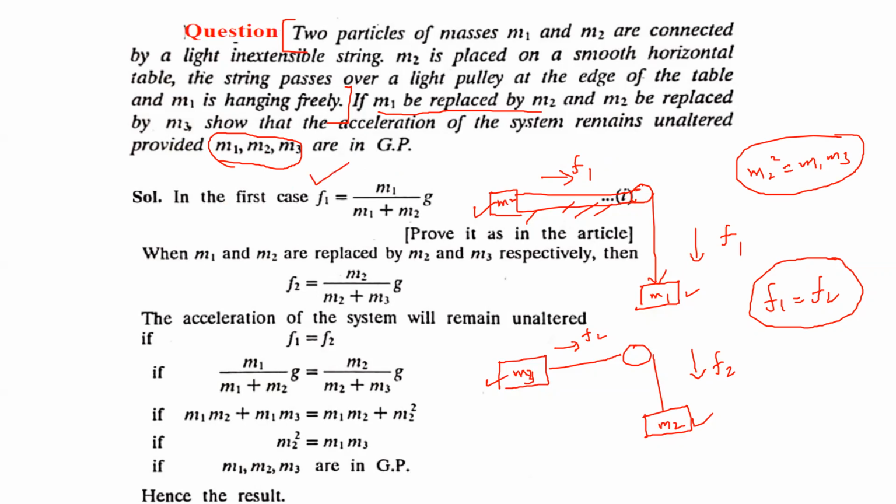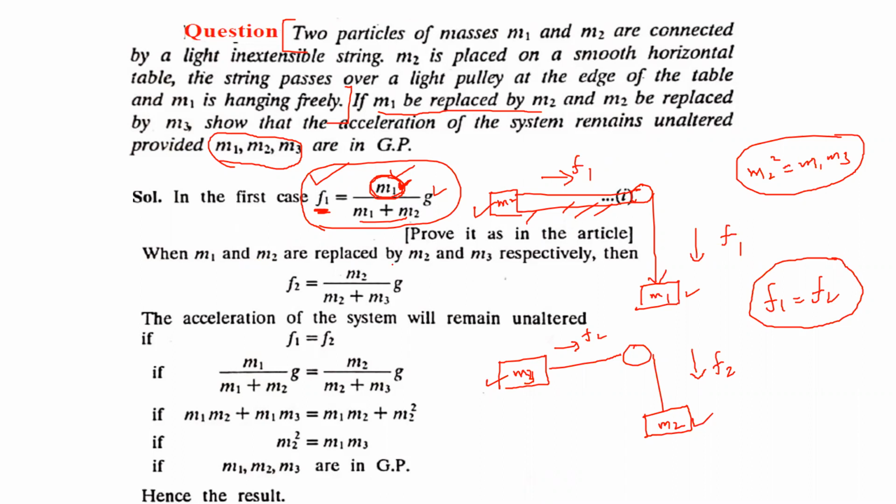So in the first case, using the formulas directly from the article, the acceleration will be as I have explained in the article. The masses are m1 and m2, and the mass acting vertically downward is m1. So in the numerator comes the mass that hangs vertically, m1, and below the sum of both, into g. Prove it as in the article. You can also find this acceleration by doing the same steps of the article.